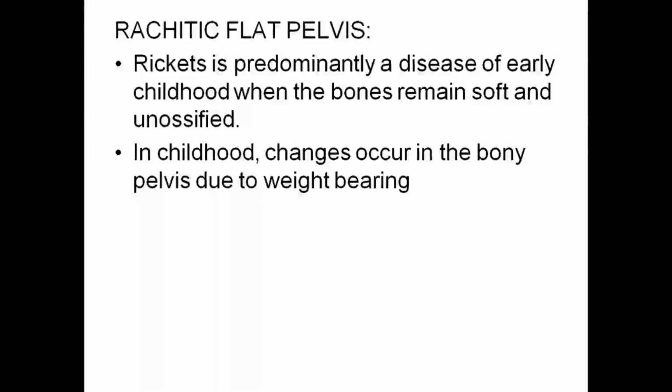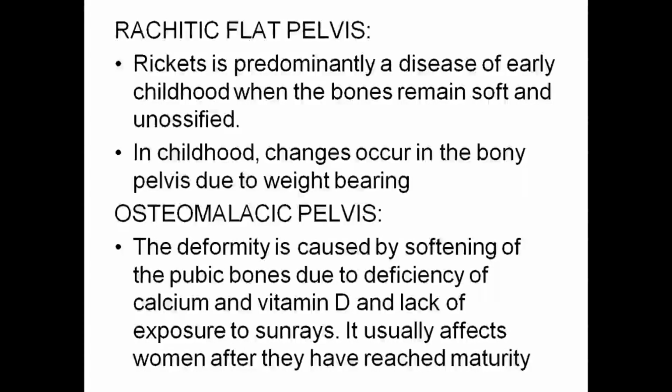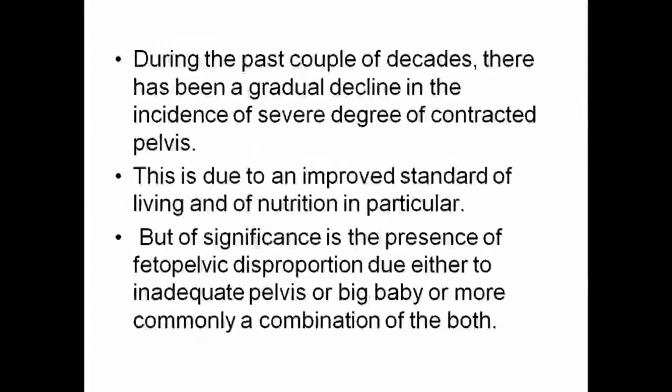Rickets is predominantly a disease of early childhood when the bones remain soft and unossified. In childhood, changes occur in the bony pelvis due to weight bearing. Osteomalacic pelvis is the deformity caused by softening of pelvic bones due to deficiency of calcium and vitamin D and lack of exposure to sun rays. It usually affects women after they have reached maturity.